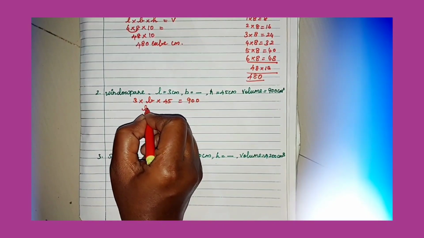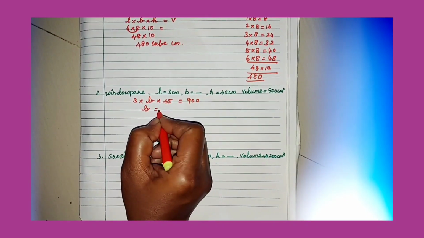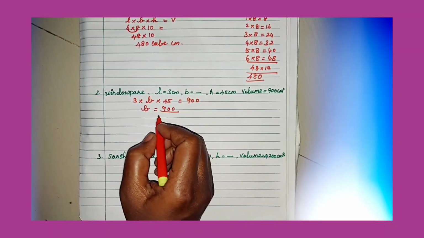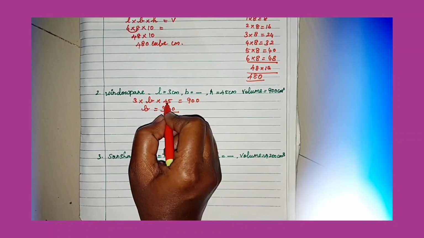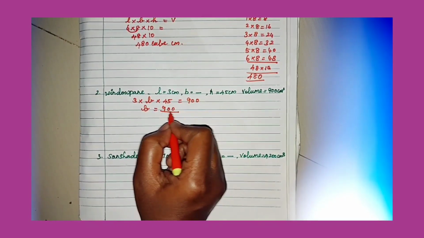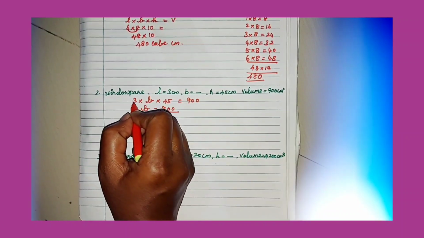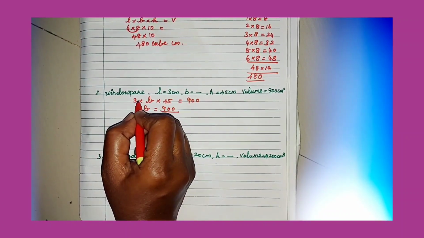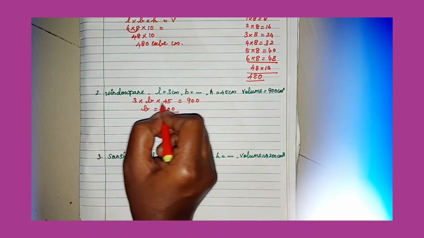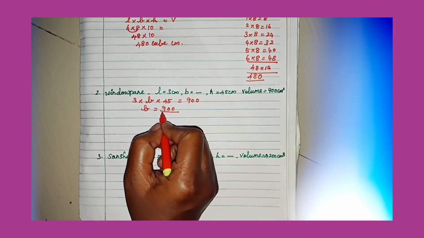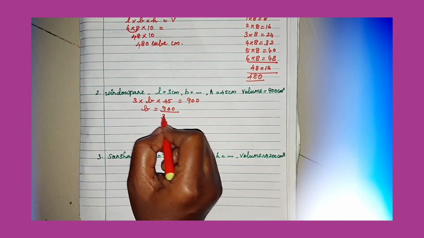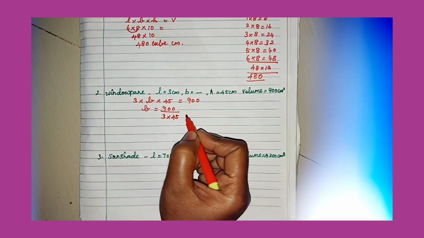Next we have to find the breadth value. So B alone we write on the left side, equal to the right side value 900 divided by the 3 and 45. The opposite side we have to write means division. Suppose the values are added, then on the opposite side it changes into subtraction. Here the values are multiplied, so we have to divide: 900 divided by 3 into 45.